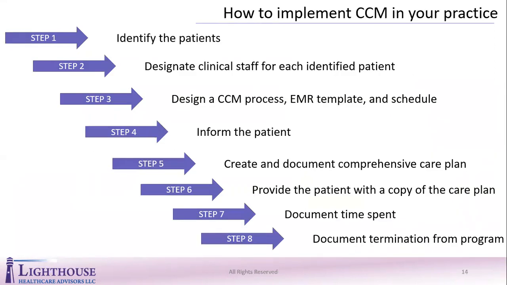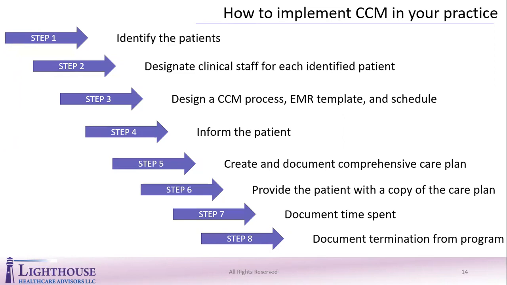How can we implement CCM in your practice? Let's go through step by step. So step one is really identifying your patients. We have to have patients with 2 or more chronic conditions. So you want to somehow run a report out of your EMR and identify patients who meet those criteria. Step 2 is to designate clinical staff for each identified patient. We found a lot of success building care teams so that each provider and CMA or nurse can work as a unit for a patient panel.